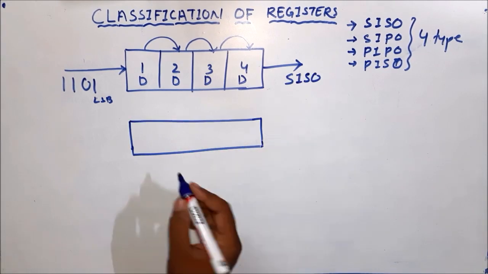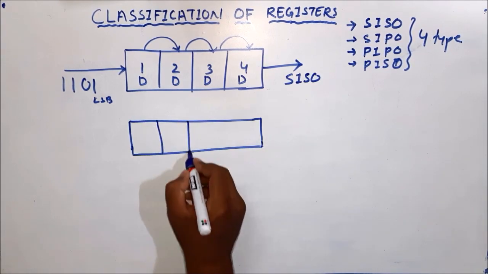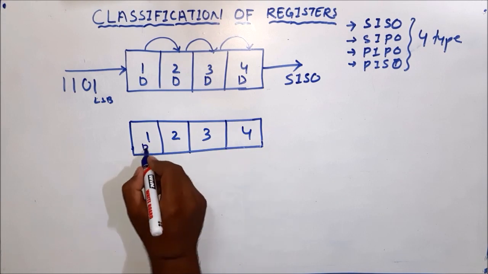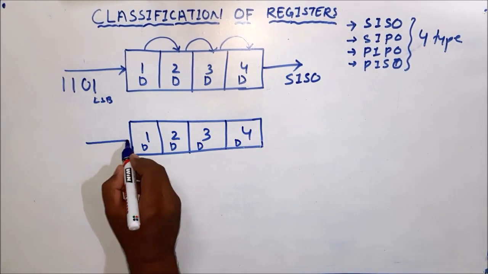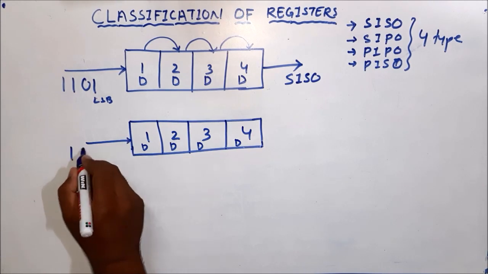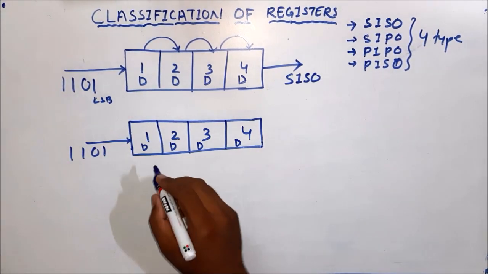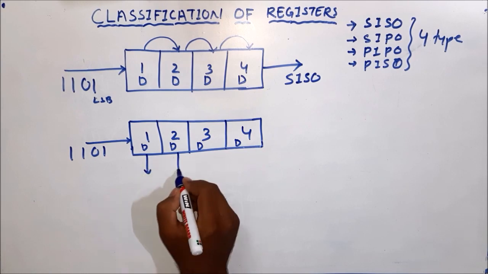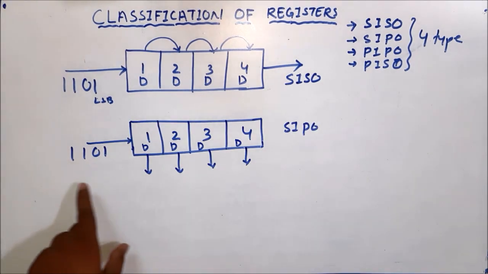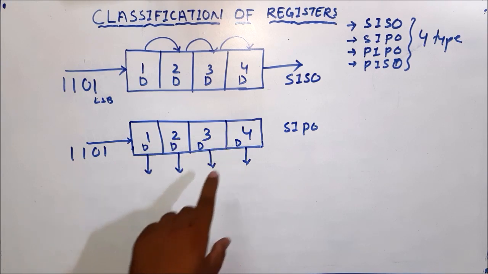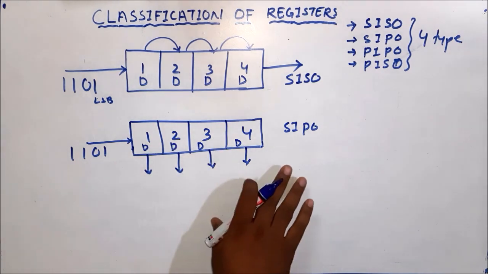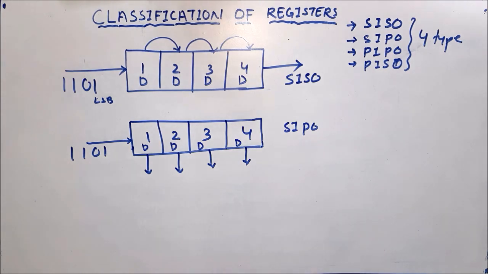Similarly, if you want to make SIPO, how does it look? It's like 4 flip-flops, all made up of D flip-flops, and we are giving serial input 1101, and we are taking output somewhere here. So you are giving serial input and getting output from each flip-flop. That is why it is called serial input, parallel output. That is nothing but SIPO.